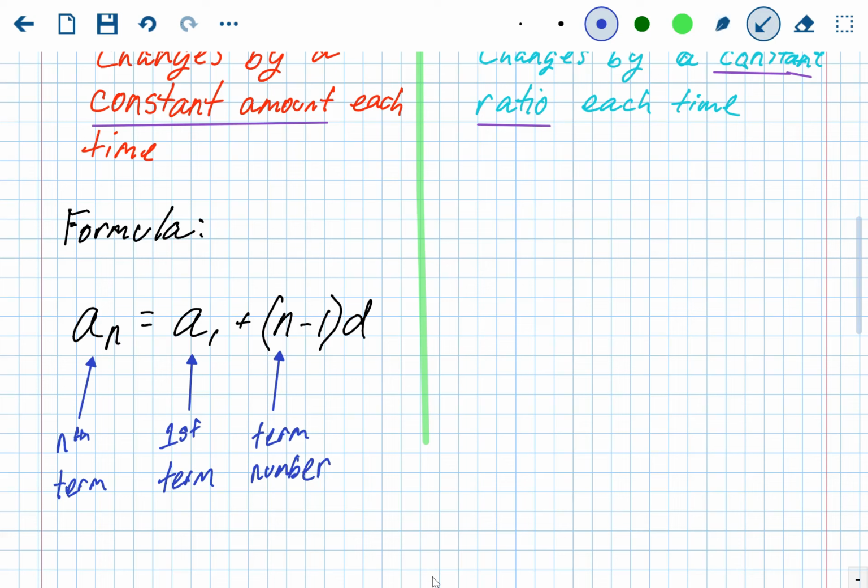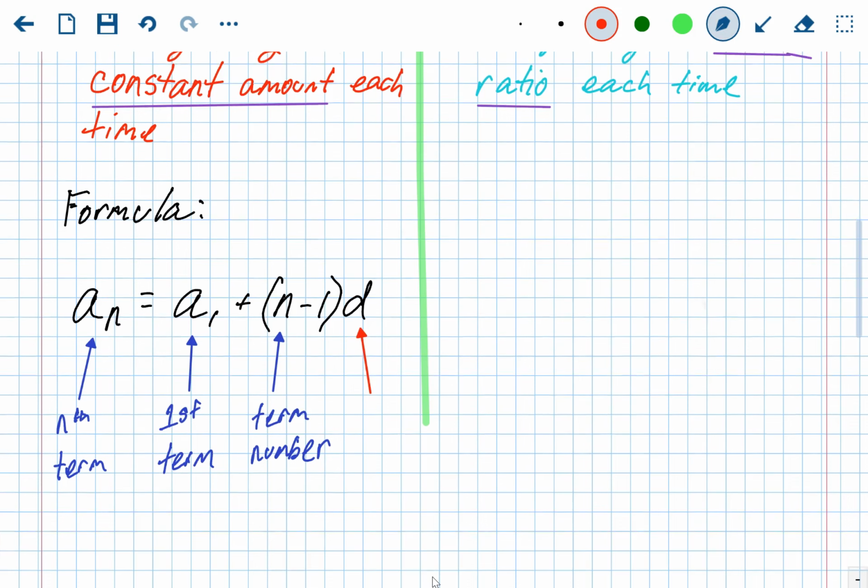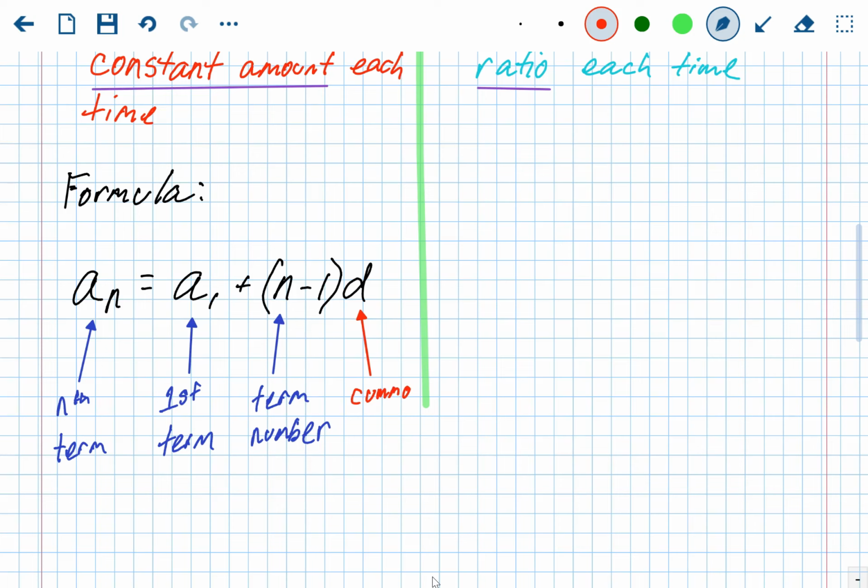And then d is the common difference. The d value, the common difference, is that constant amount. It's what makes the sequence arithmetic. It's the common difference.